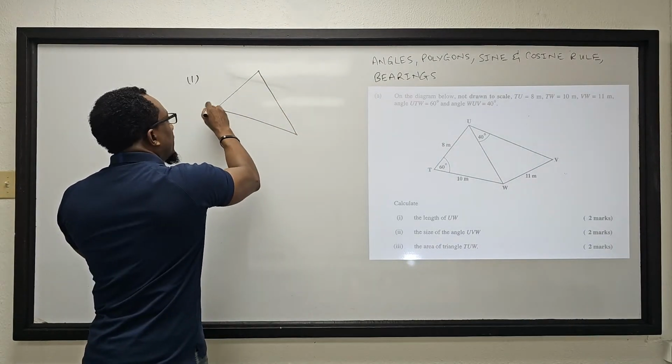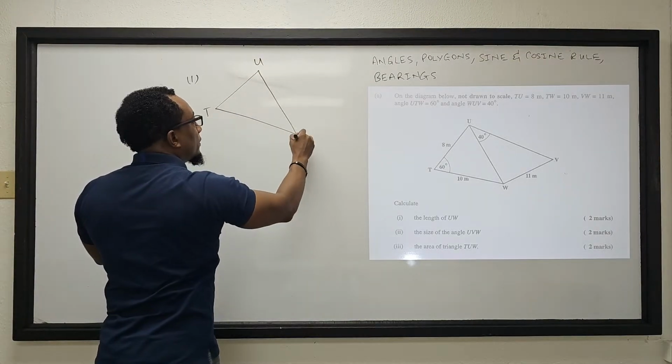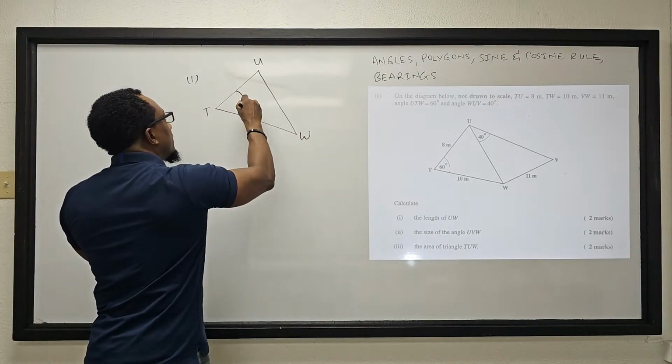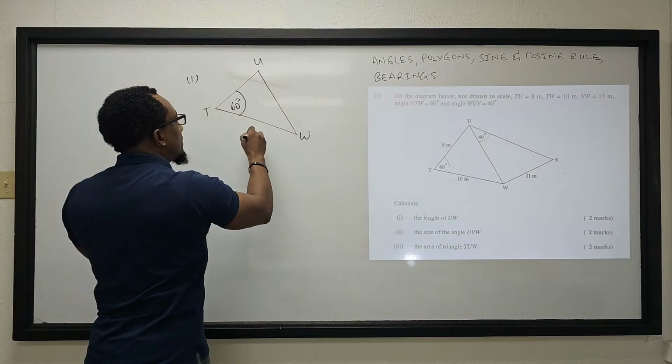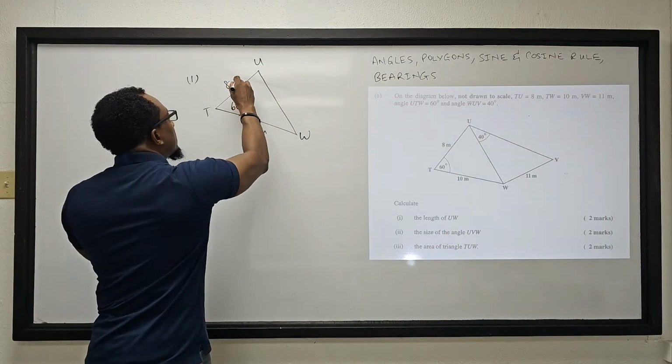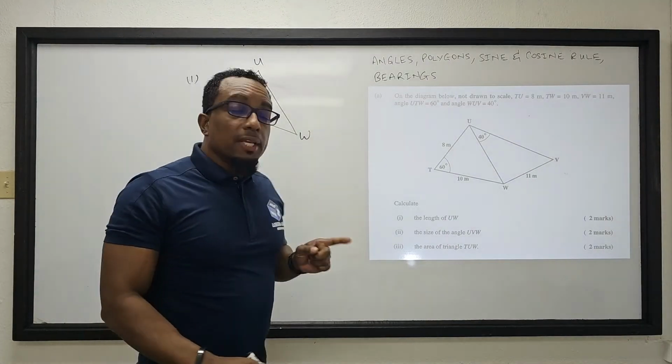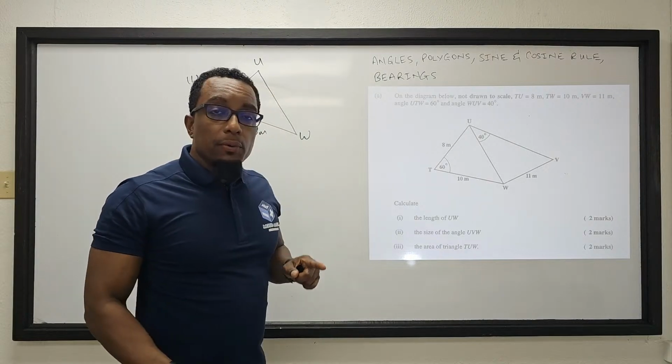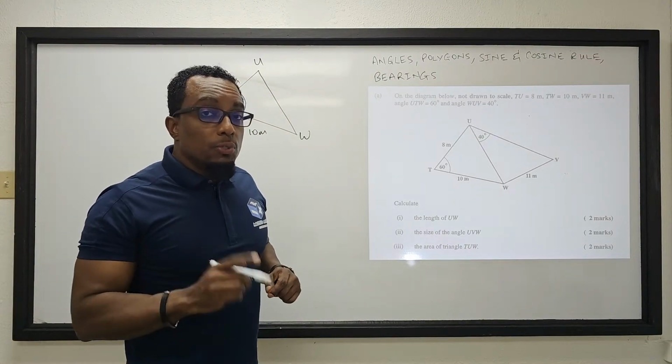So this is triangle TUW, with an angle of 60 degrees. This is 10 meters, 8 meters. Now to find UW, what we're going to do is use the cosine rule here.